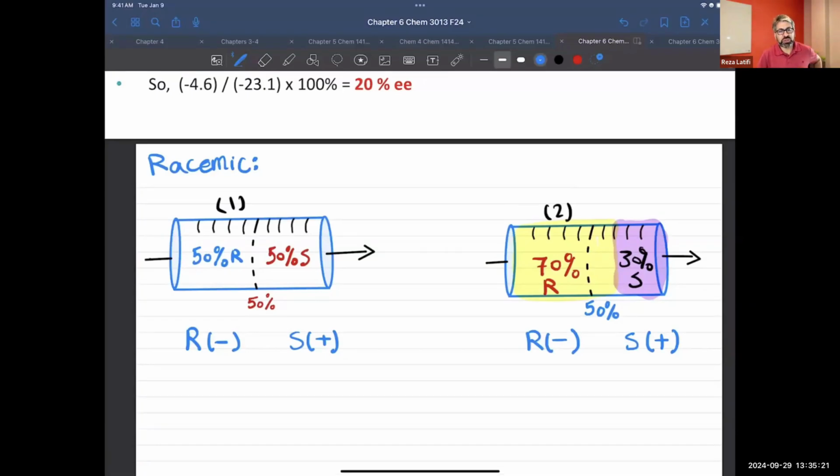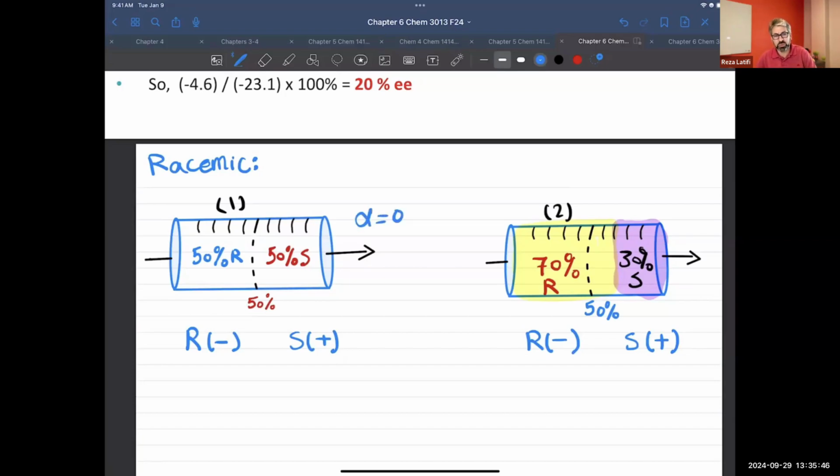I believe we have a good number of questions. I'm going to practice some questions for you, and I will show you how to calculate the enantiomeric excess for each enantiomer. If we are dealing with a racemic mixture, because we have R and S, we have 50% of each. They will cancel each other. The observed alpha will be 0.